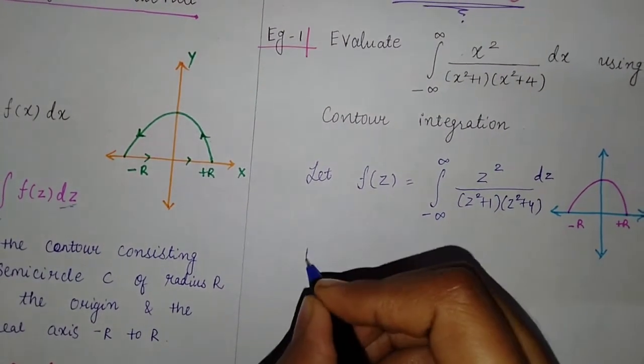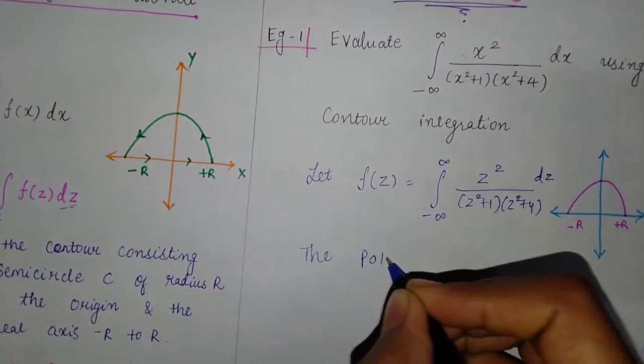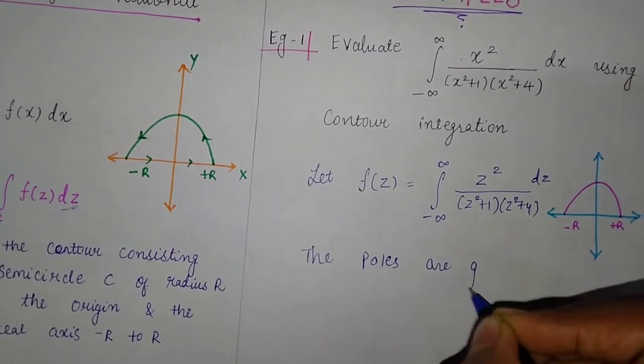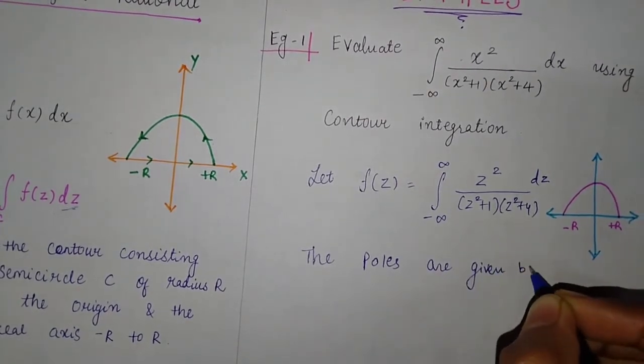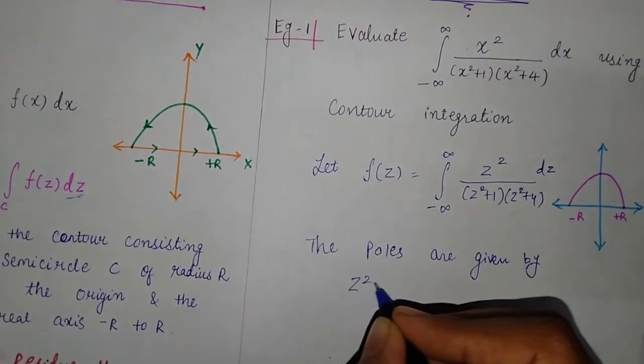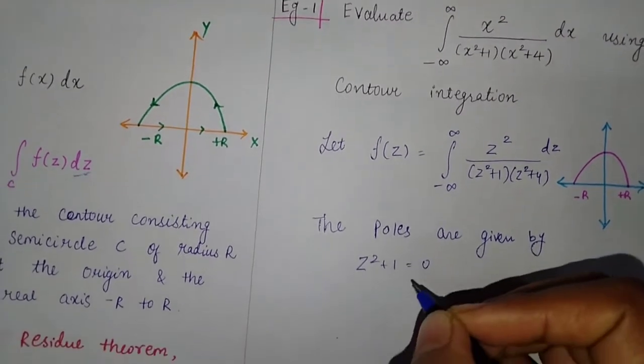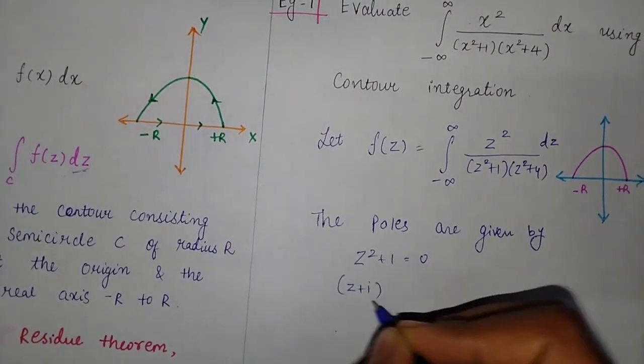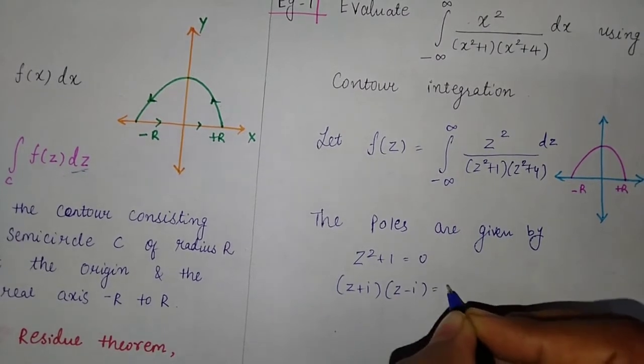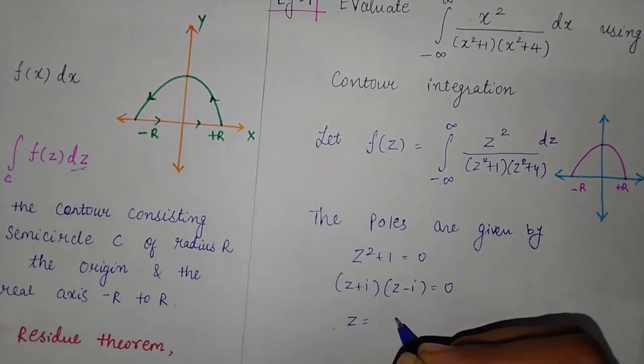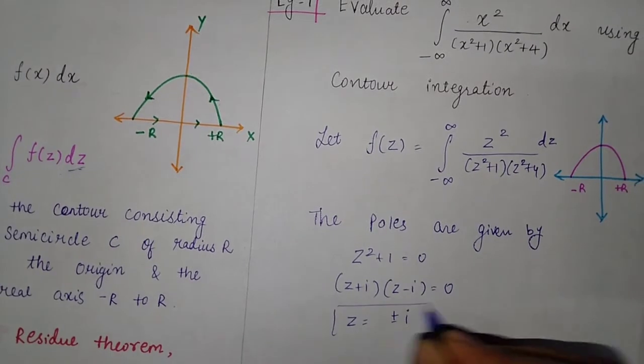Now you have to find the poles. So the poles are given by poles કઈ રીતના આપણે ફાઇન્ડ કરતા હતા? ડિનોમિનેટર ટર્મ્સ ને ઇક્વલ ટુ 0 લઈ લઈએ છે. So z square plus 1 equal to 0 લઈએ, then we will get z plus I into z minus I equal to 0. So we will get value of z that is plus or minus I.